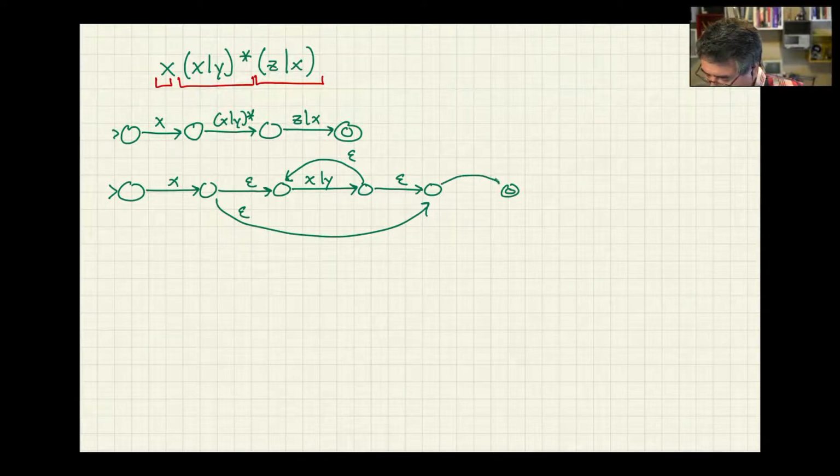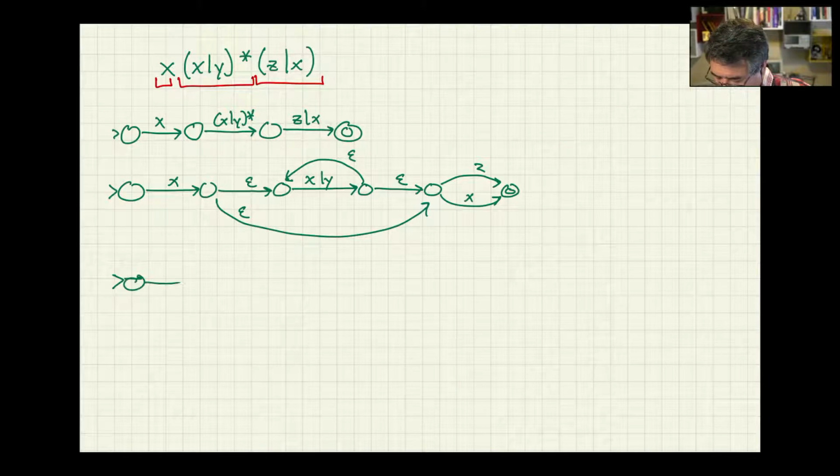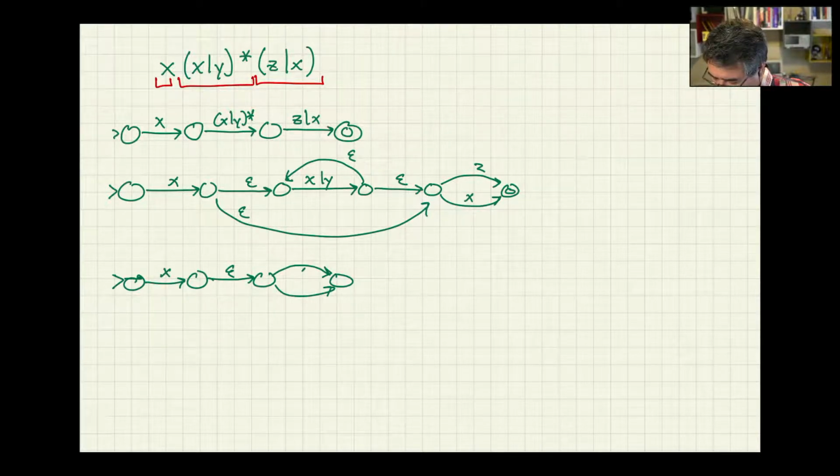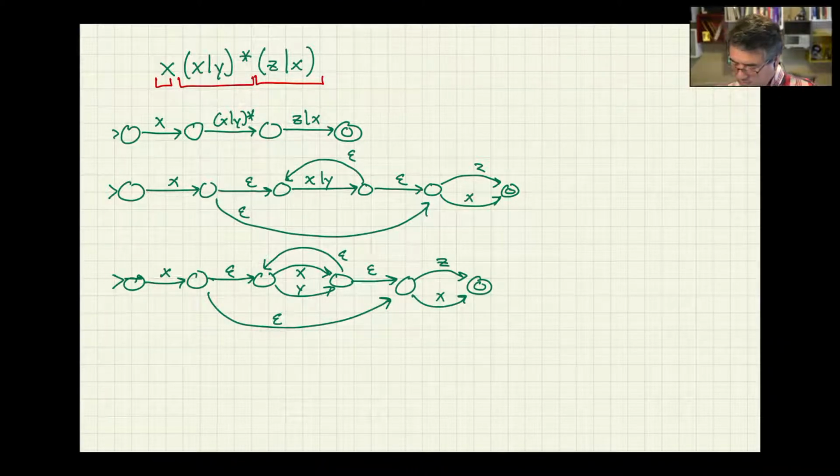And the last piece is the Z or X. Again, just a branch going back to the one following state. And the last piece is now to break up this Y or X. That's the last step. And of course, that's pretty easy to do. And there we go.